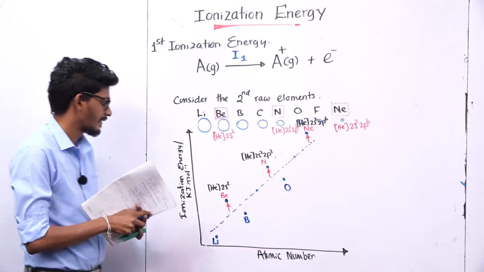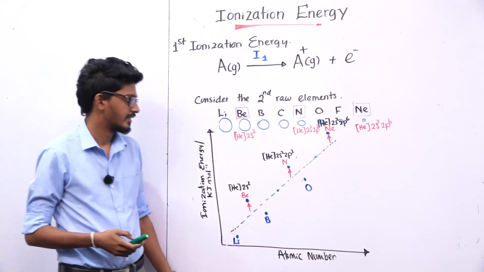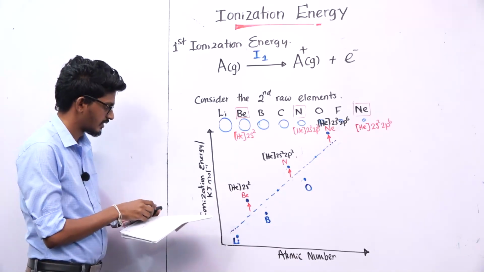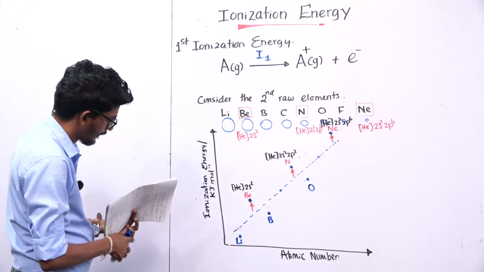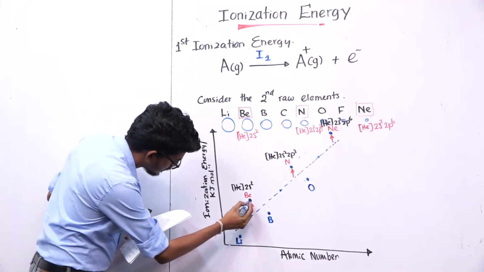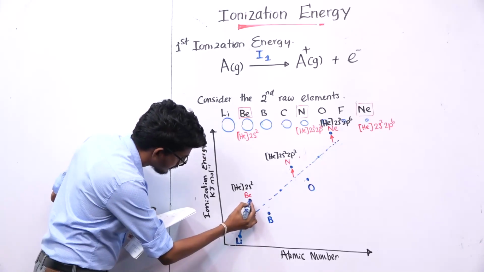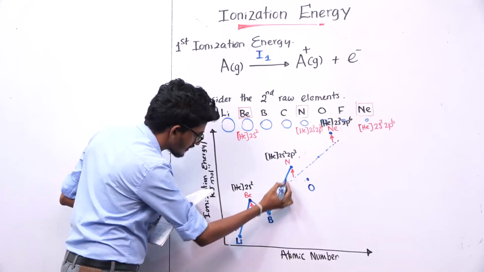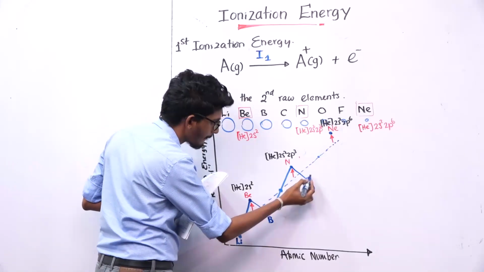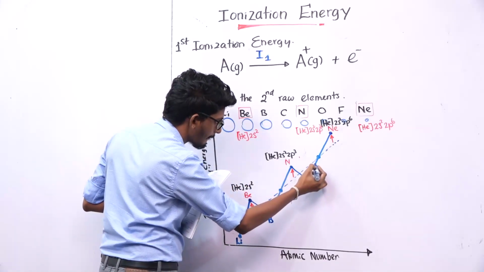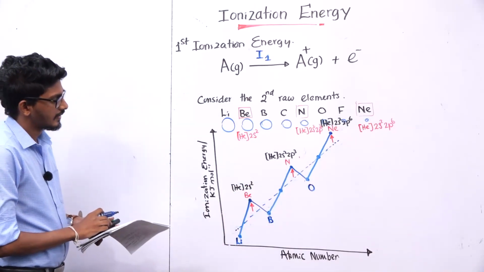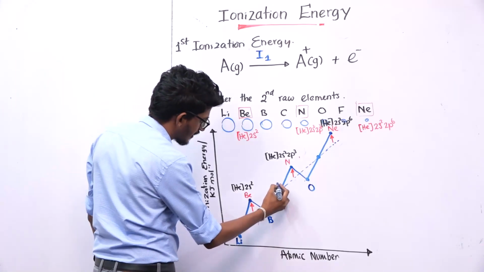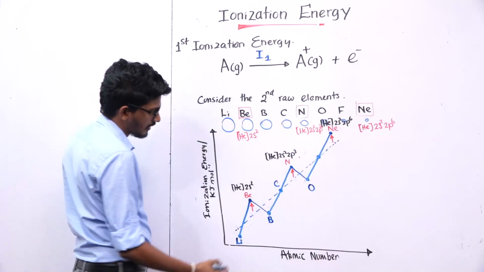So this gives you the zigzag variation. If you are to match these things, see? This gives you the zigzag variation. That is your zigzag. Lithium, beryllium, boron. This is carbon. Right? And this is oxygen.